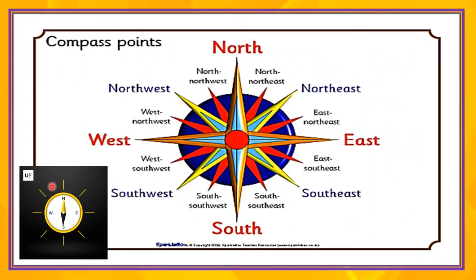So class, these are the following compass points or the cardinal directions. We have north, east, south, and west. We also have different kinds of directions. We have northwest, northeast, southeast, southwest. We also have west-northwest, north-northwest, north-northeast, east-northeast, east-southeast, south-southeast, south-southwest, and west-southwest.